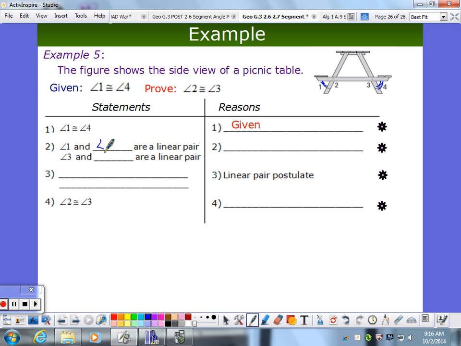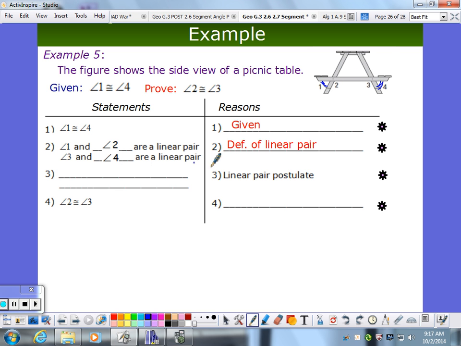Angle 1 and angle 2, yeah, and angle 3 and angle 4. And why? Because they look it, right? In its definition of a linear pair, you could say given even. I would be okay, because it's given in the diagram that they are, just by looking at them.